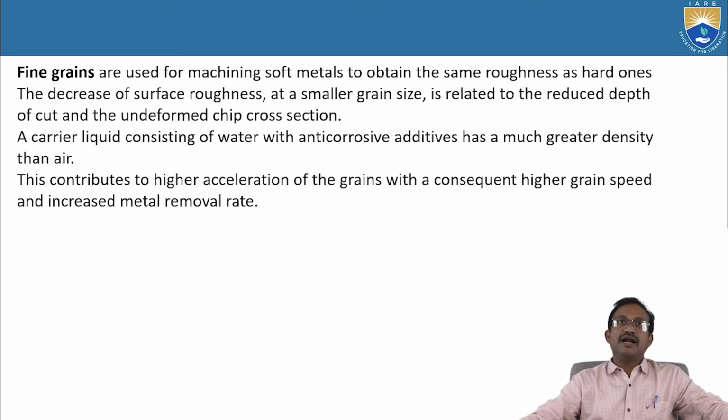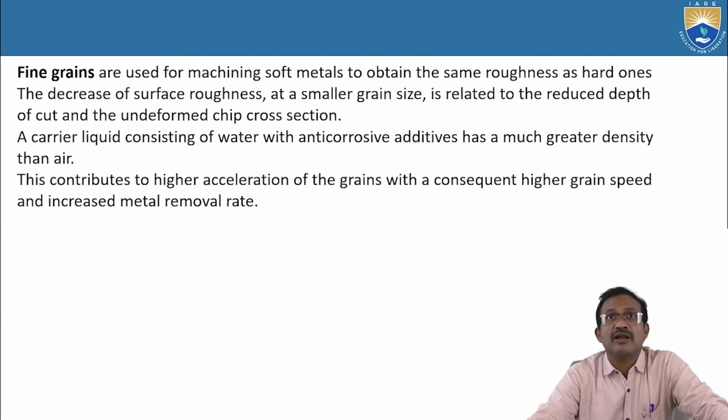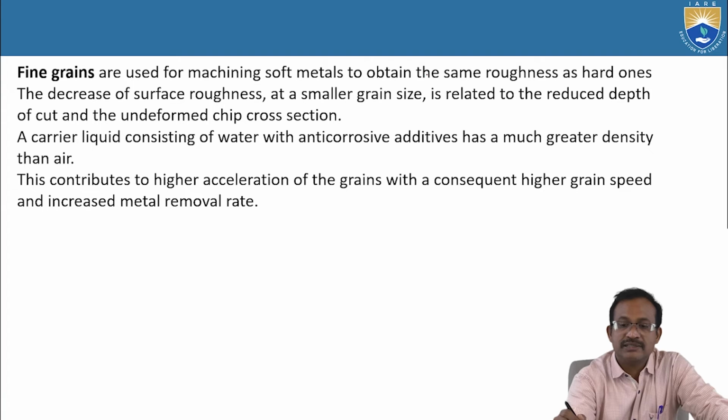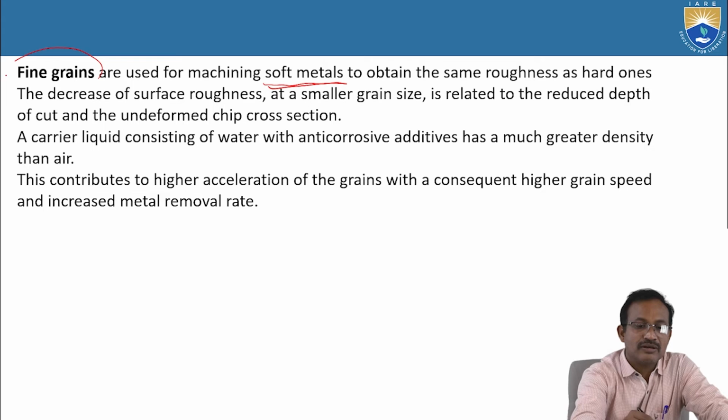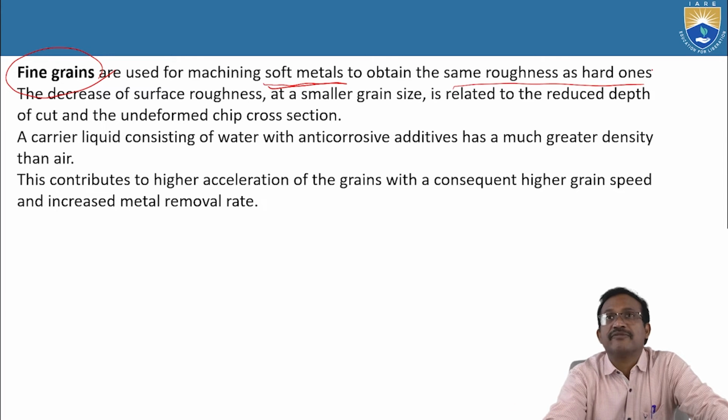Regarding fine grains, fine grains are used for machining soft metals to obtain the same surface roughness as hard ones. So for soft metals, we have to go with fine grains in order to maintain the same surface roughness.